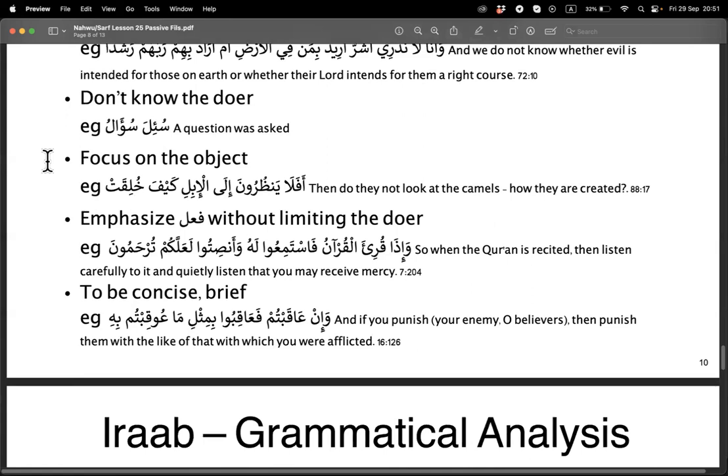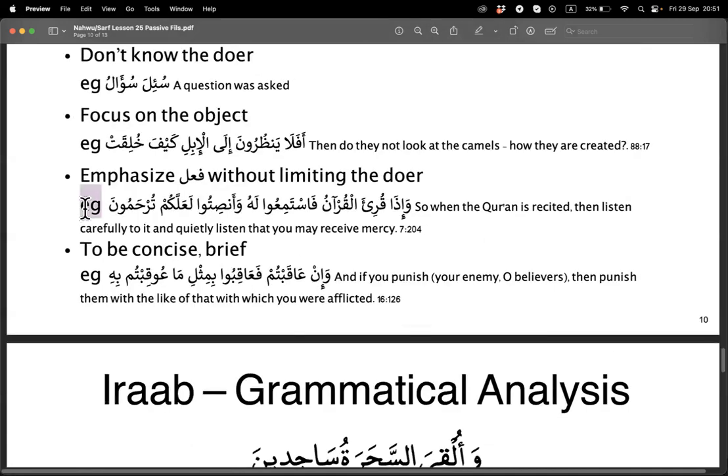You can use majhul to focus on the object. So here, where is our majhul? Afala yanzuruna ilal ibili kayfa khuliqat? Yanzuru is ma'lum, and khuliqat is majhul. Yes. So kind of the same thing. Who else can create camels, right? Of course, Allah. But here it is to focus basically on the thing itself. Allah wants to focus on the camel itself, and then emphasize the fi'il without limiting the doer.